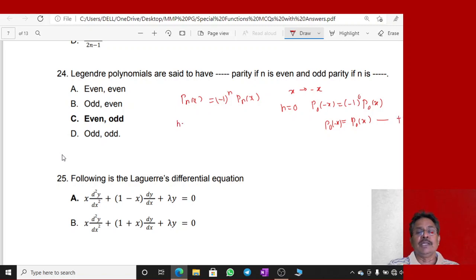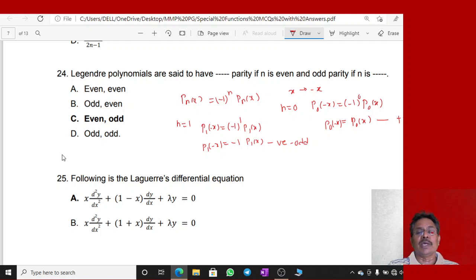When we go for n is equal to 1, then according to this property, P1 of minus x is equal to minus 1 raised to 1 multiplied by P1 of x, then minus 1 raised to 1 is minus 1, and therefore P1 of minus x is equal to minus 1 times P1 of x. So there is a change of the sign, and therefore it is negative or there is an odd parity.